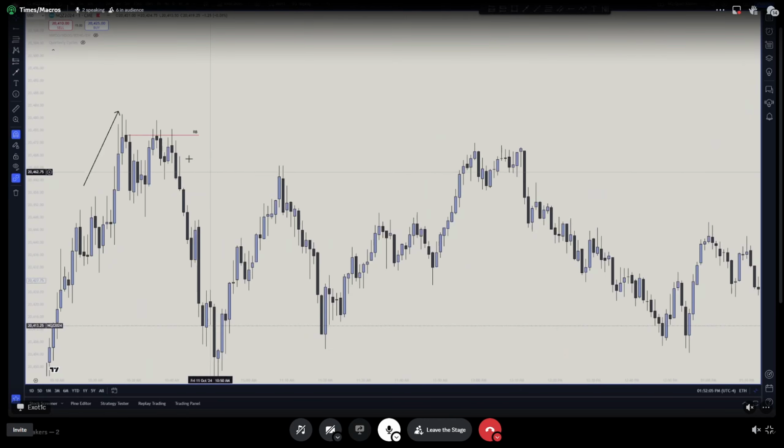Where did that text go? Okay, I'm going to redo this. High, low, rejection block, order block, fair value gap, breaker, and mitigation, right?